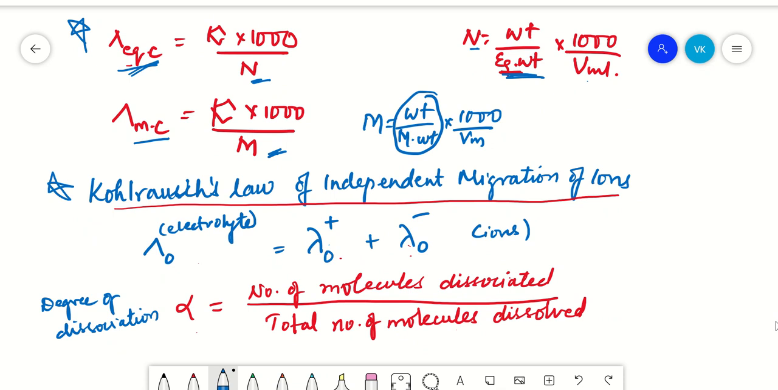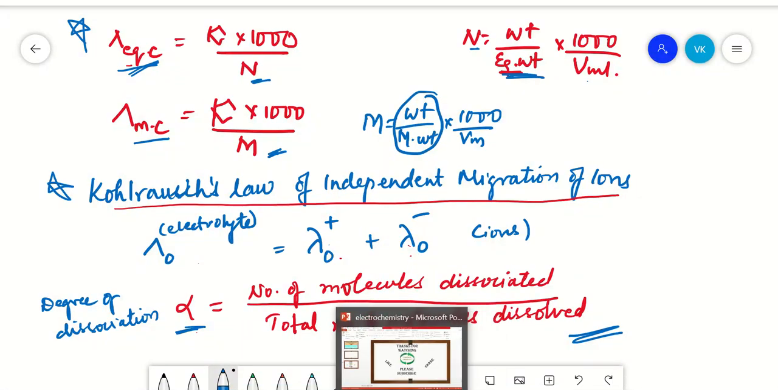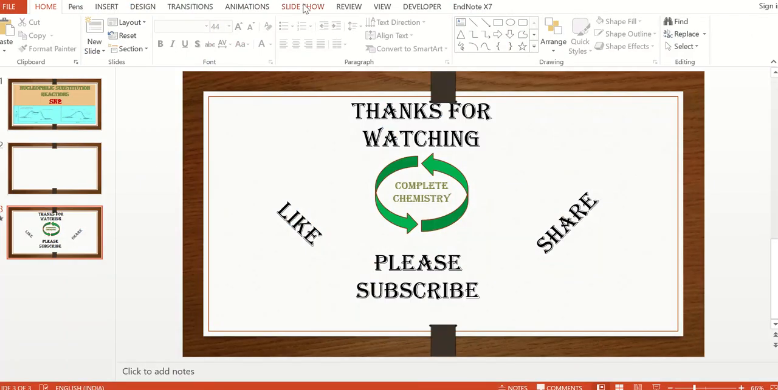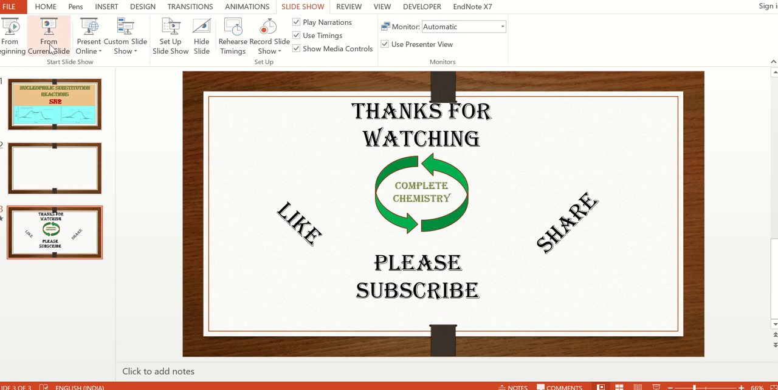in your solution. Then the degree of dissociation alpha comes from your Kohlrausch law, where it is equal to the number of molecules dissociated by the total number of molecules dissolved in the solution. The fraction of the total number of molecules of an electrolyte dissociated into ions in solution is termed the degree of dissociation. So these are very important formulas of your electrochemistry. If you are perfect with these formulas, then you are ready for any competitive exam. So be ready with your competitive exams.